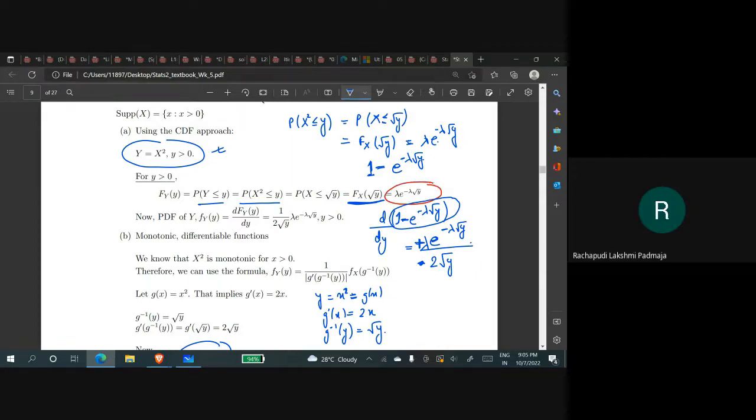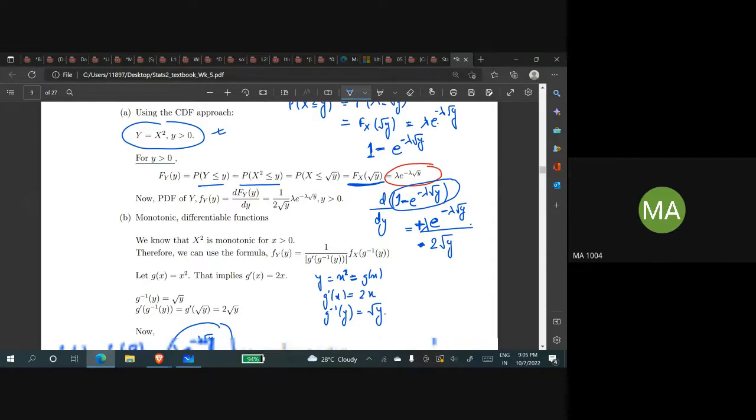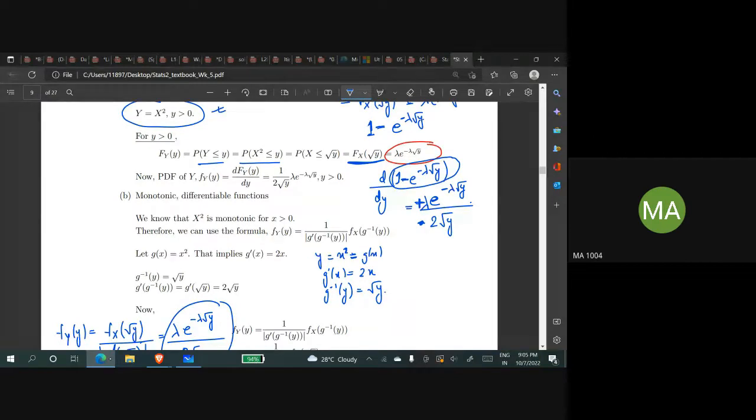That PDF is 1 minus e power minus lambda root y, and now you will have to differentiate this. There is no lambda, ma'am. No, there is no lambda. So look at it from this step. So F_X of root y, right? You know the CDF of x is given by lambda e to the power minus lambda x. Yes, ma'am. Lambda e to the power minus lambda, in this case it is root y.